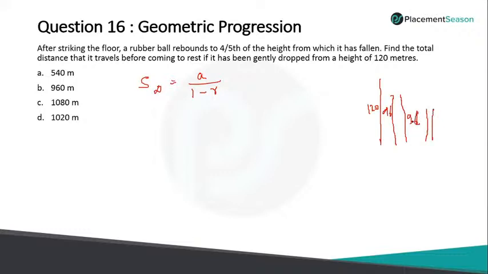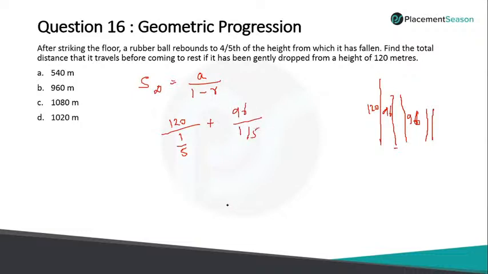Again, from here, 4/5 of this, again it would have fallen back. So where is the GP starting? The GP is starting from here. So the distance is nothing but a, the first term, 120 by 1 minus what? The ratio is 4 by 5. 1 minus 4 by 5 is 1 by 5. Plus, now the infinite series starts from there, so the first term is 96 by 1 minus 4 by 5, which is again 1 by 5.